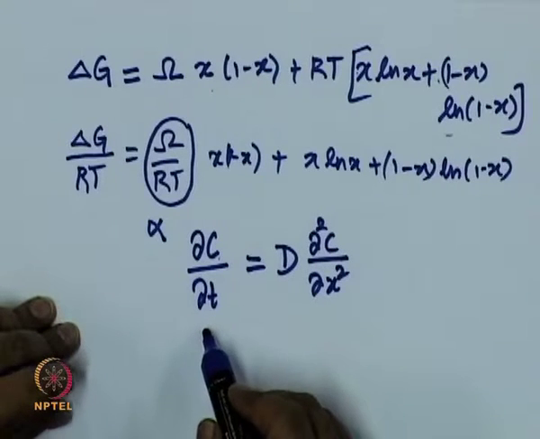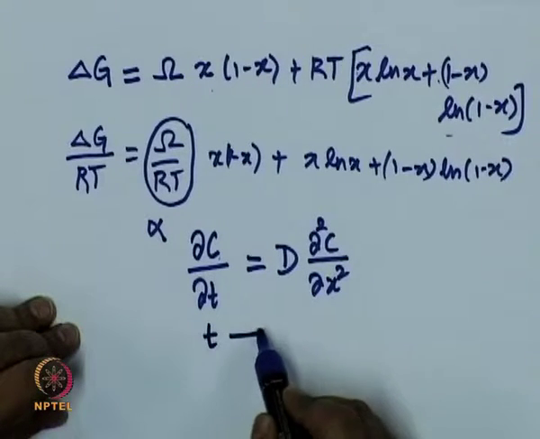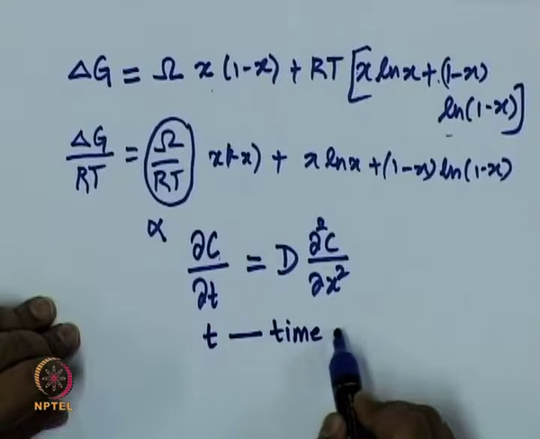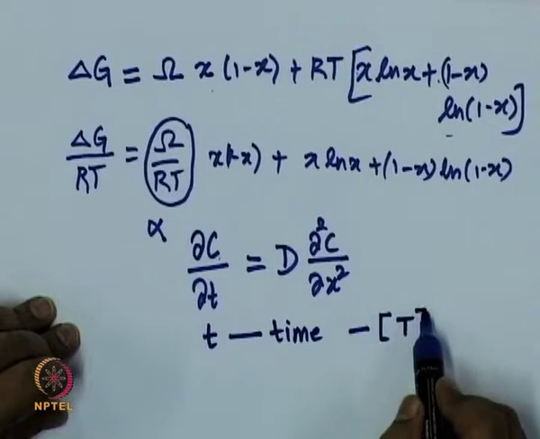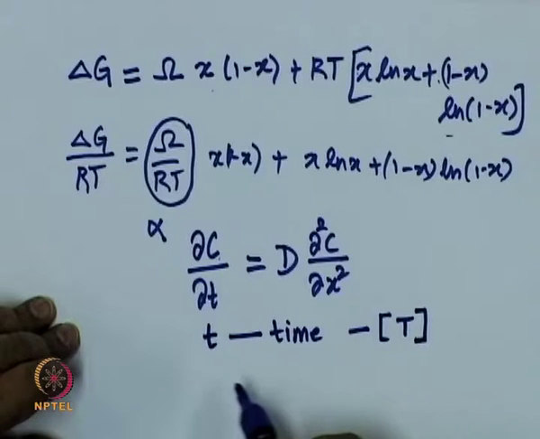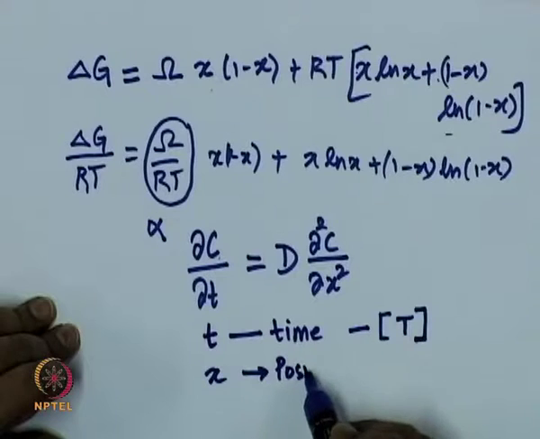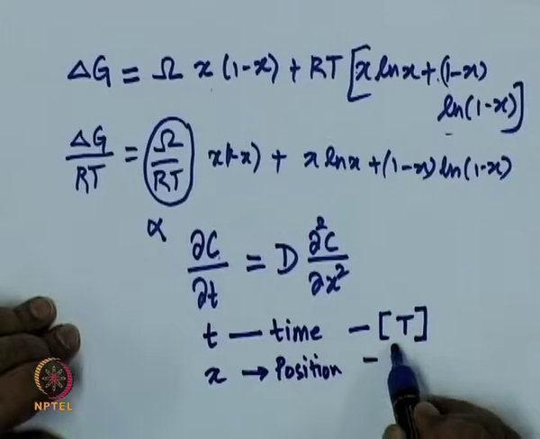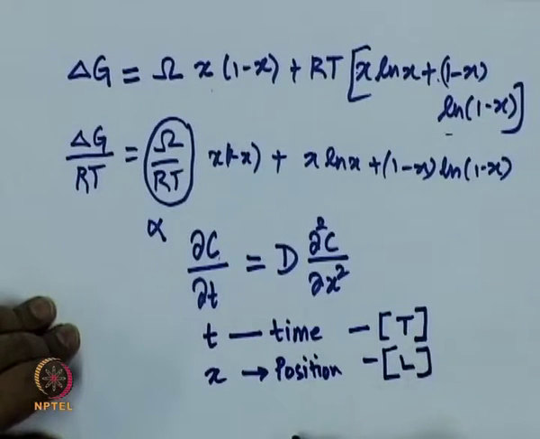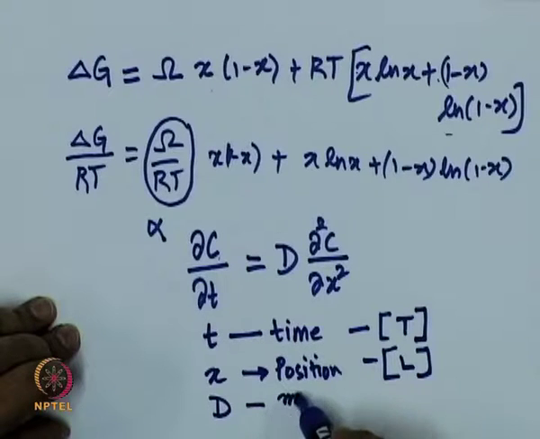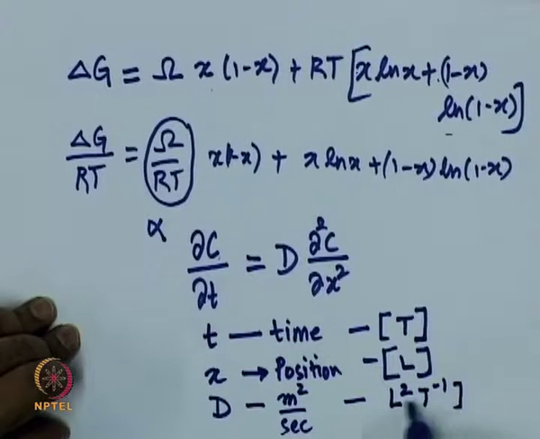The other quantities that have dimension is t, which is time, has the dimension of time, and x, which is position, has the dimension of length. And then we have diffusivity, which is generally given in meter squared per second. Then that means it has L squared T inverse as its dimension.